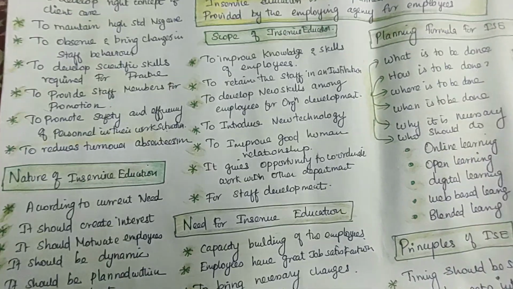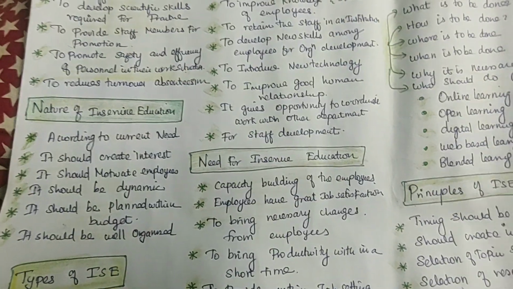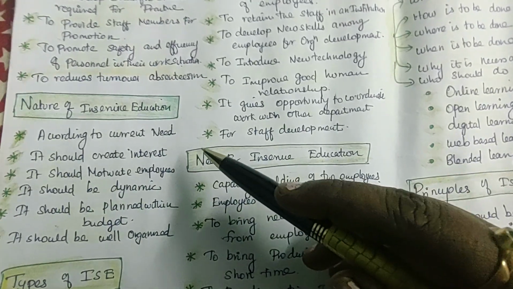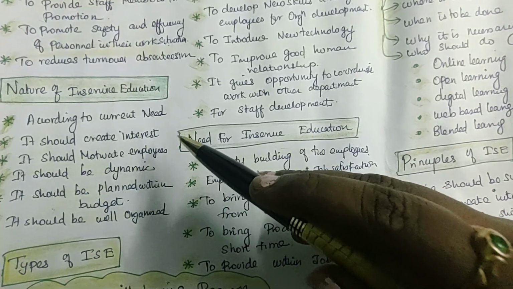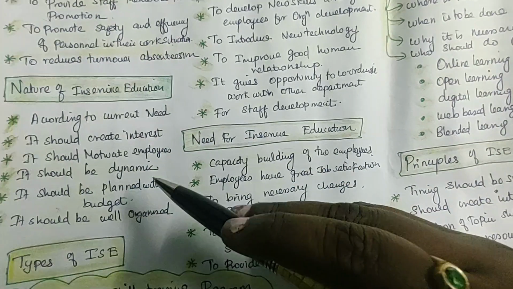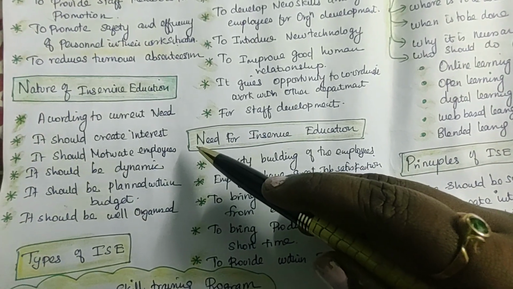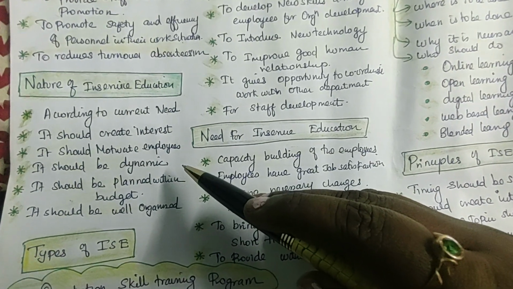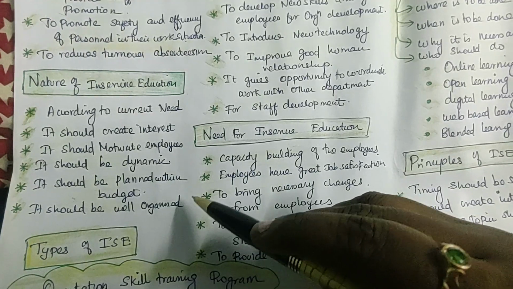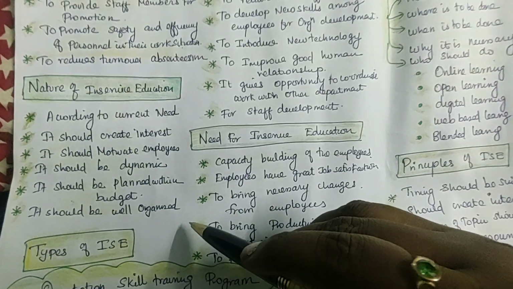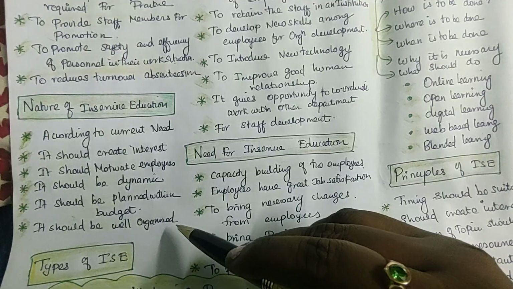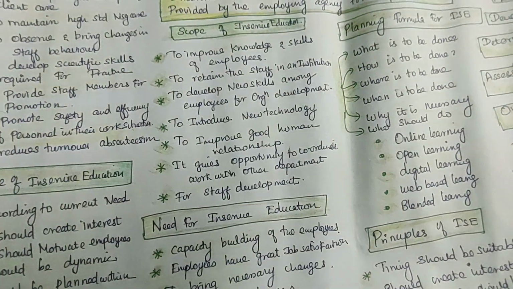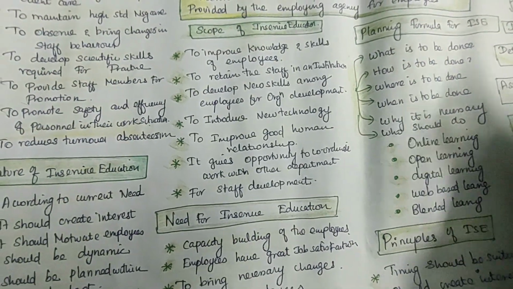What should be the characteristics or the nature of in-service education? It should always be according to the current need of the situation. It should create interest among the employees and motivate them to participate. They should not be worried to participate; they should be happy to participate. It should be dynamic, planned within the budget, and well organized by the employer. What is well organized? Man, money and material should be organized.